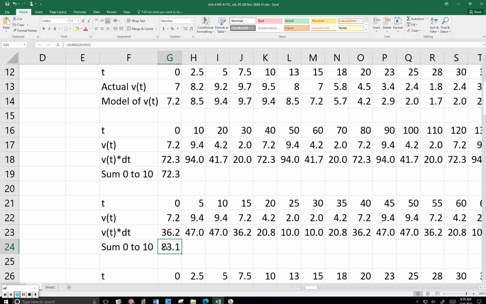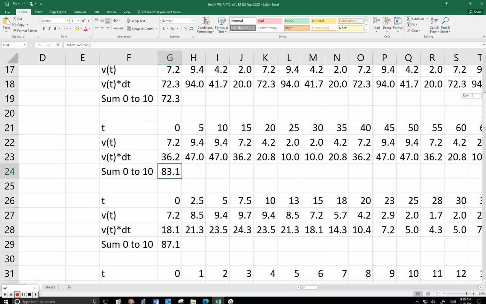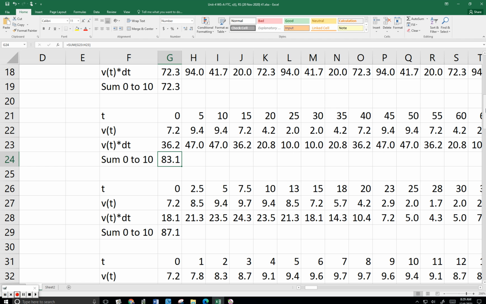So now here, I'm going to sample every 2.5 minutes. So what I say is, at time 0, the velocity is still 7. I multiply that by 2.5 now. I only use that velocity for the first 2.5 minutes. For the next 2.5 minutes, I'm going to use a velocity of 8.5. That gives a displacement for those 2.5 minutes of 21, and then etc.